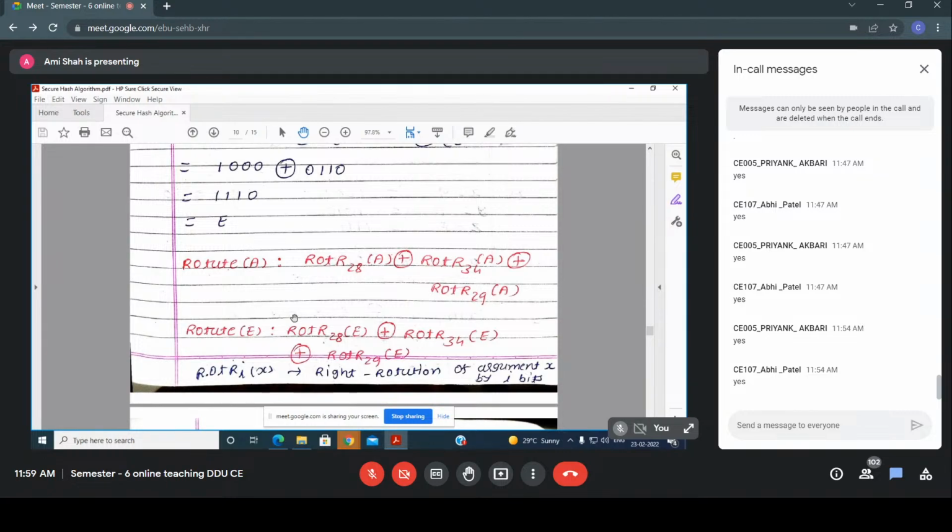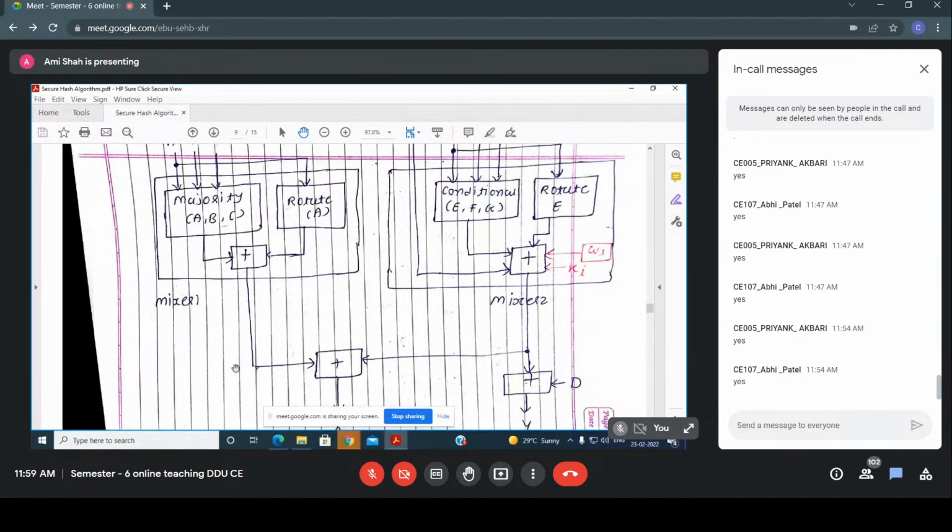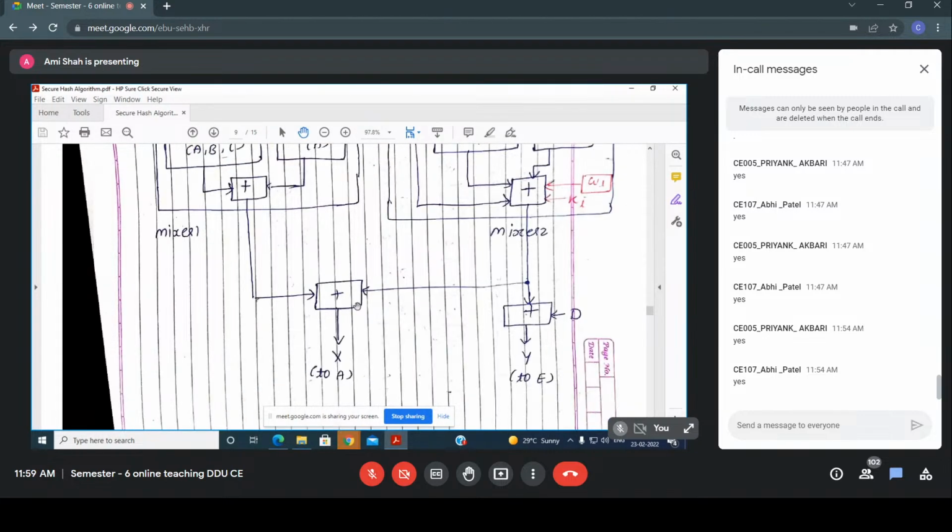Once it is applied, whatever value you get, you have to perform addition modulo 2 raised to 64, and finally you are achieving this x value.